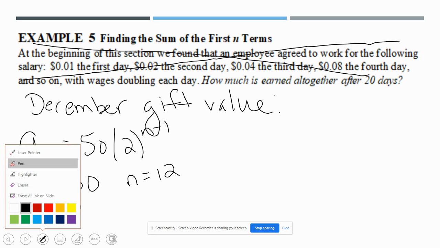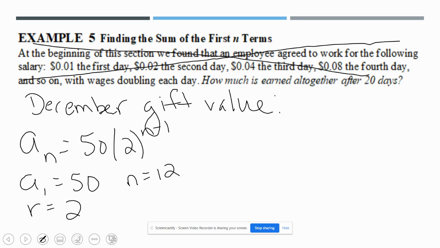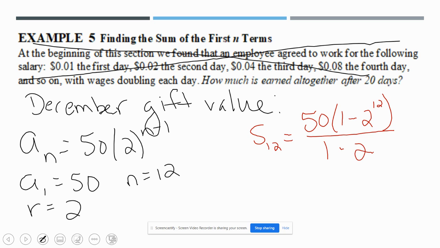So if I plug that into our formula, we have S sub 12 is equal to a sub 1 times 1 minus r to the n, over 1 minus r. If I type all of this into my calculator, I end up with a total gift value of $204,750. That's a lot of money too.